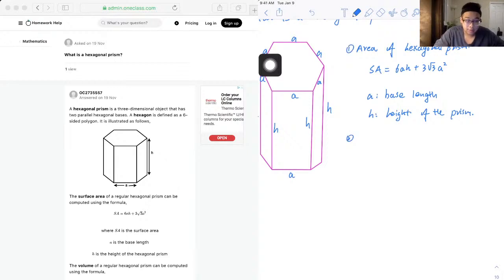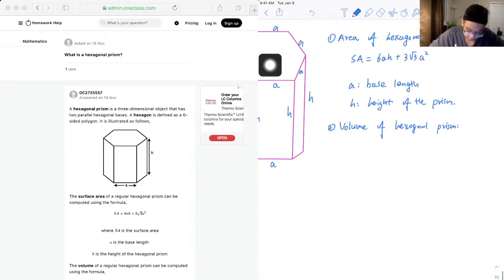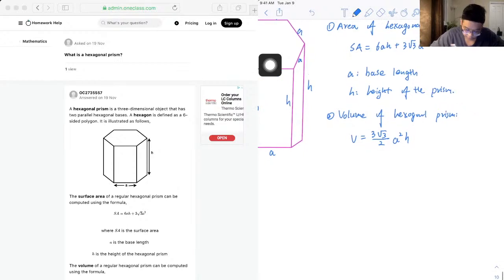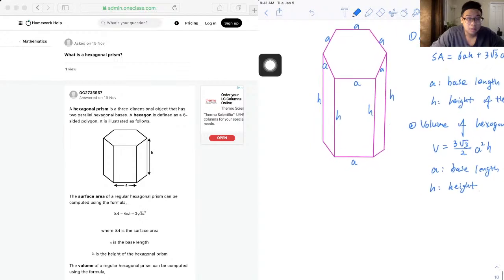And then let's talk about the volume of it. The volume of a hexagonal prism is given by the formula V, which stands for volume, equals (3√3/2) A squared H. Still A stands for the base length, and H stands for the height.